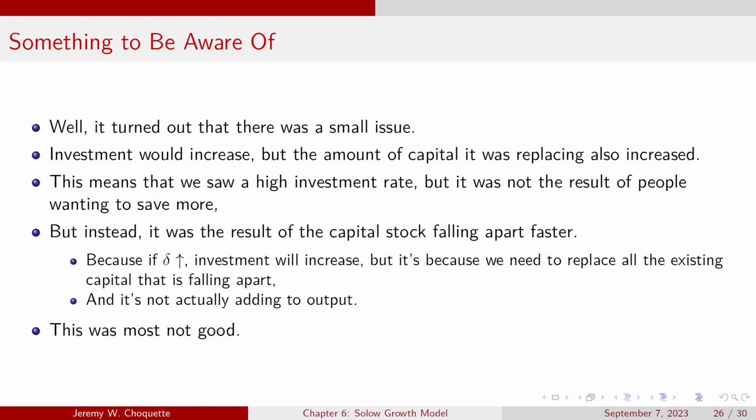Well, it turns out there's a little bit of an issue because investment would increase, but the amount of capital it was replacing also increased, which means you saw a high investment rate, but it wasn't the result of people wanting to save more. Instead, it was the result of the capital stock falling apart faster. So if delta increases, investment will increase, but it's because we need to replace all the existing capital that's falling apart and isn't actually adding to output.